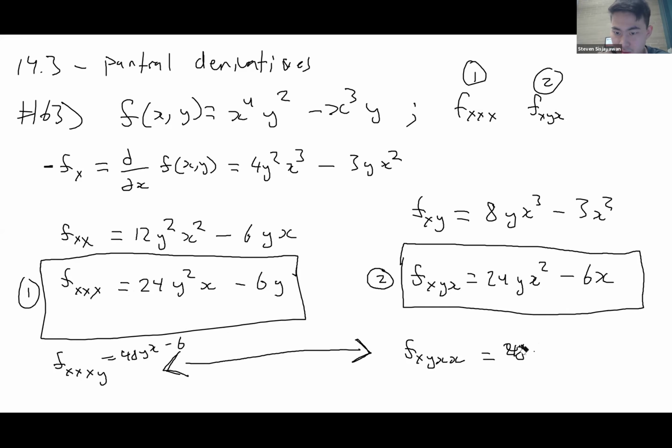Erase that. That would be 48yx minus 6. Right? So no matter what order you take the partial derivatives, as long as you take the same number of partial derivatives, you will yield the same answer. That's a law in the textbook. All right, so that's number 63.